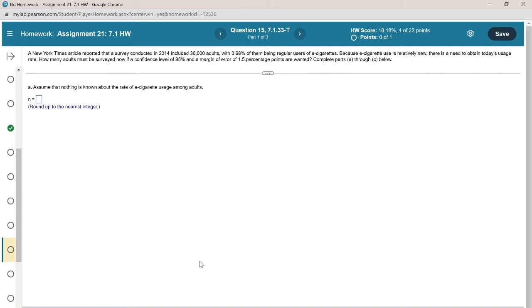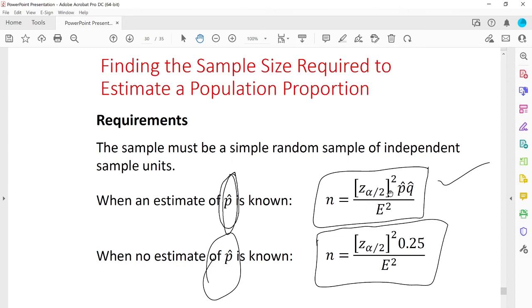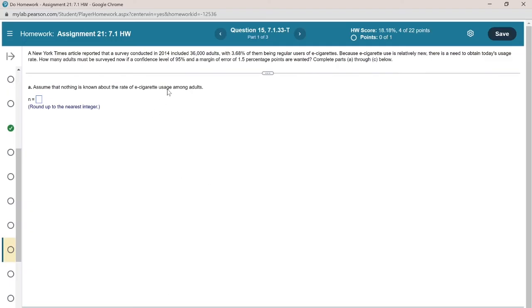For finding the value of n, you need to find the critical value, z alpha over 2, and then the margin of error. As you can see here, this is the sample size, 36,000 adults with 3.68% of them being regular users. How many adults must be surveyed if the confidence level is 95%? The margin of error is given. Based on this confidence level, the value of alpha is 5%, so alpha over 2 would be 0.025.